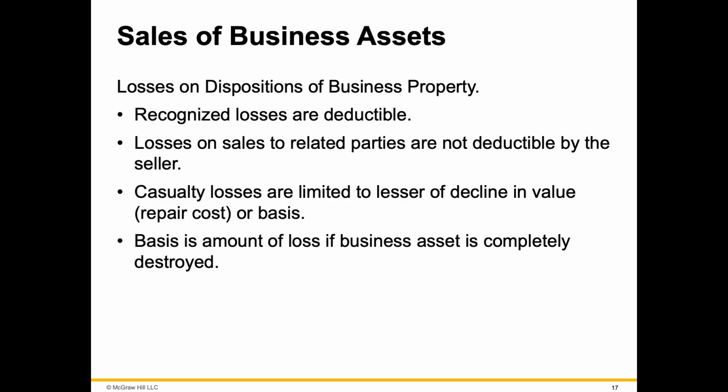Casualty losses occur when business property is damaged or destroyed due to unexpected events like natural disasters or accidents. And again, we've already talked about what that is. And then basis and total loss. If a business asset is completely destroyed, the deductible loss is the asset's entire adjusted basis. So this allows the business to recover its investment in the asset for tax purposes.